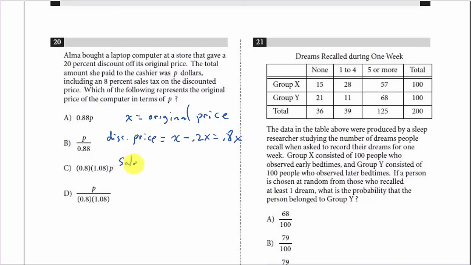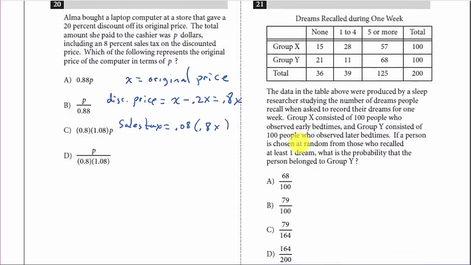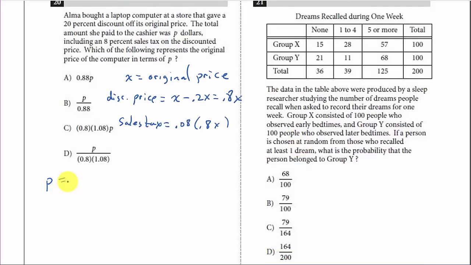And then we need the sales tax. The sales tax that was added was based on the discounted price, and it was 8%. So we need 8% of the discounted price. So that's 0.08 times 0.8x. All right, let's see what we've got here. The price that was paid, which is P, is equal to the 0.8x, that's the discounted price, plus the sales tax, which is 0.08 times 0.8x.